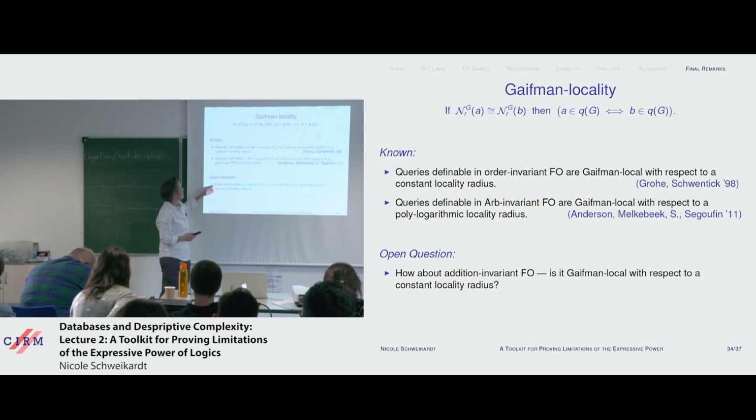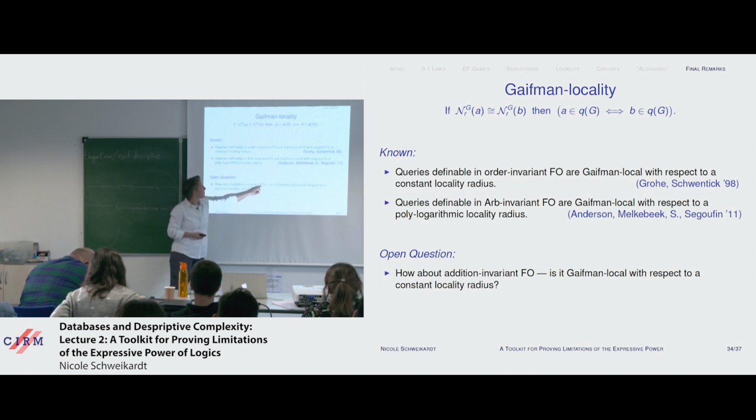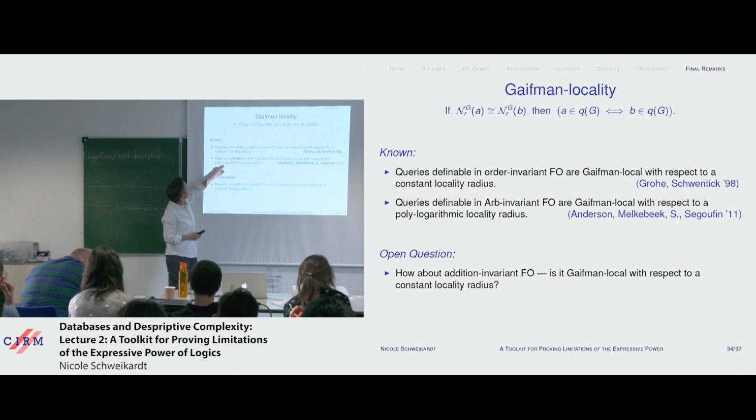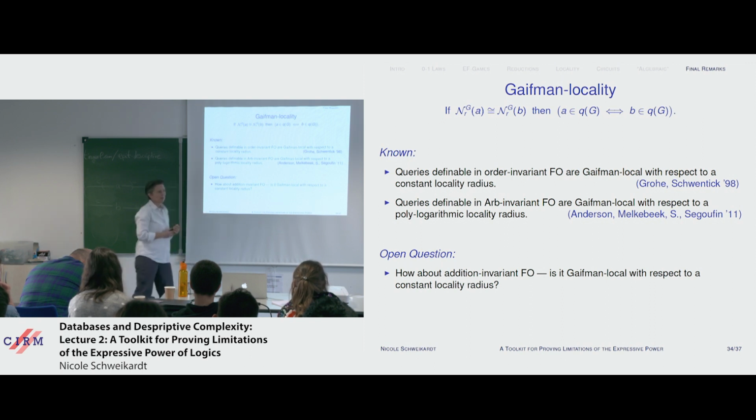So the question is, how about addition invariant first order logic? So you have first order logic, you can use the linear order and also the addition. So you associate numbers with the elements, numbers 0, 1 up to n minus 1. You have linear order on these numbers and you can use addition on these numbers. Of course, this falls into that, so it's Gaifman local with respect to polylogarithmic locality radius. But it's an open question if it's Gaifman local with respect to constant locality radius. And it's more expressive than order invariant.